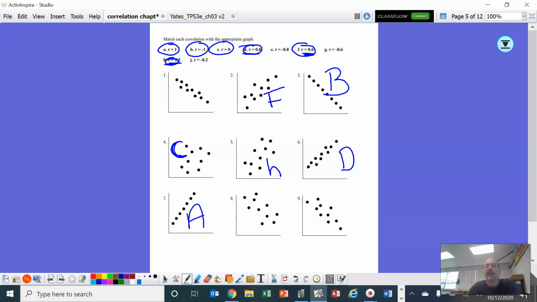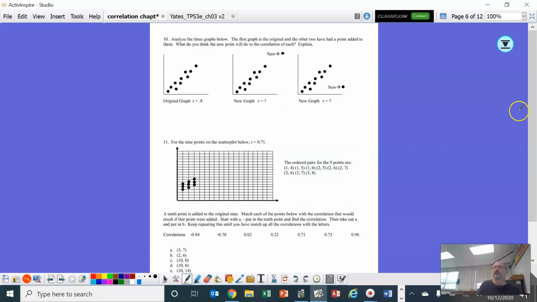Okay, then my 3 negatives. Again, the strongest negative is the 1, so that has to go with, okay, there's 3 remaining, that has to go with the -0.8, so that's the E. And then the next strongest one would be the 9, because they're not quite as spread out as the 8, so that has to be the G. And then the last one obviously is the J. Okay, pretty straightforward. All right, next.